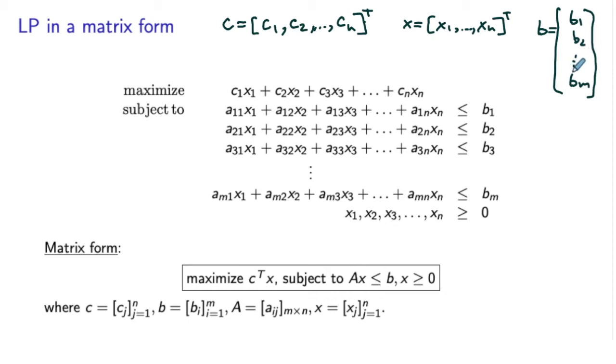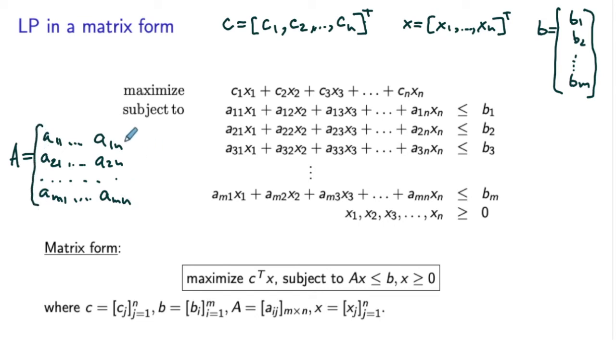And finally, we will put all the coefficients used in the left-hand side of the constraints into an m times n matrix. So you see we have here m rows and n columns, and we'll put all of these coefficients in the matrix A, which is given by A11 through A1n in the first row, then A21 through A2n in the second row, and so on. We have m rows. The last row is going to be Am1 through Amn.